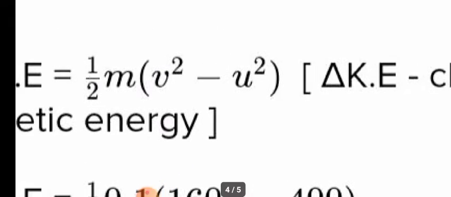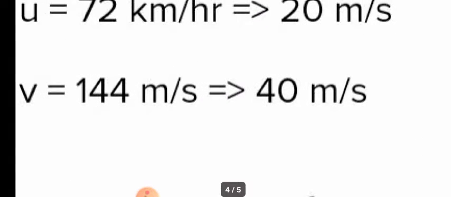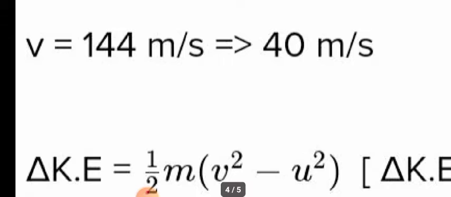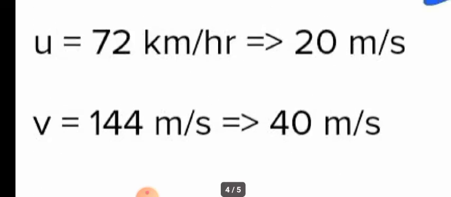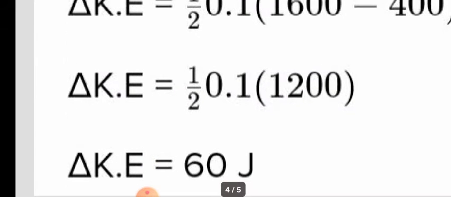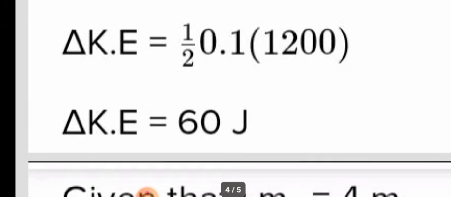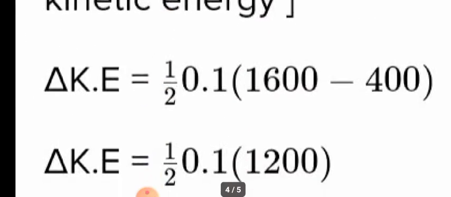half into mass, we know 0.1, into what is the final velocity? See, final velocity is 40. So when you multiply 40 into 40, 40 square is 1600. And similarly, u square, 20 square is 400. Okay, so when you subtract them, you will get the answer 1200. And when you multiply this, you will get the answer 60 joule. 60 joule. Do you understand this, children? Yes, hope you have understood well. Am I right, children? Good, that sounds good.